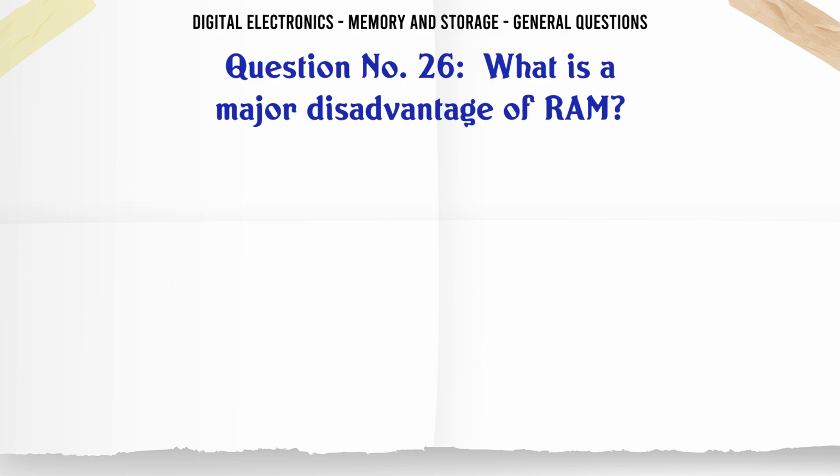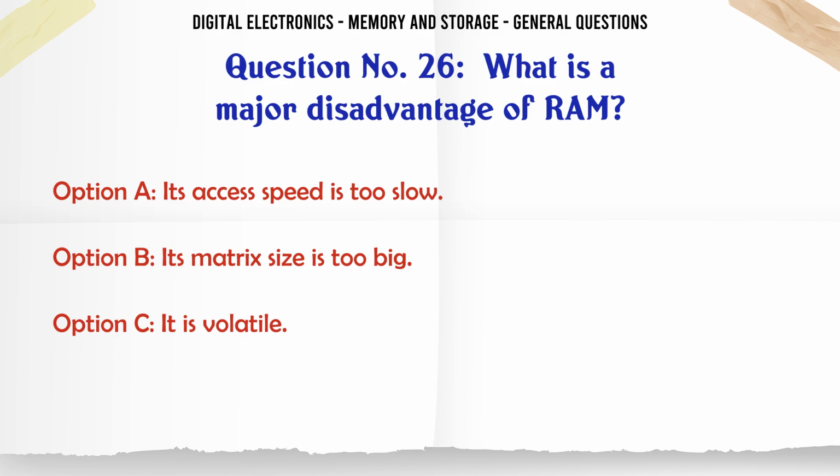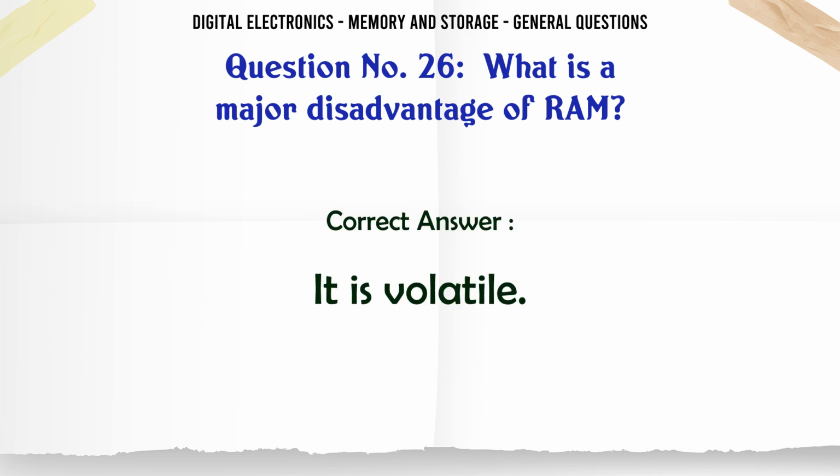What is a major disadvantage of RAM? A. Its access speed is too slow. B. Its matrix size is too big. C. It is volatile. D. High power consumption. The correct answer is it is volatile.